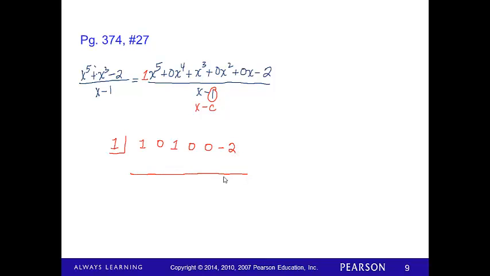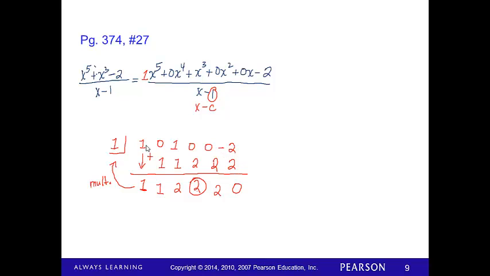Draw a horizontal line. The first coefficient drops down, so there's our 1. And then we multiply. So 1 times 1 is also 1. Write it underneath the next coefficient and add these two. So 1 plus 1 is 2. Multiply, we get 2. Add, we get 2. Multiply, 2. See, it's this new 2 times 1, which is 2. Add these together, and we get 2. Continue multiplying. Add these together, and we get 0.